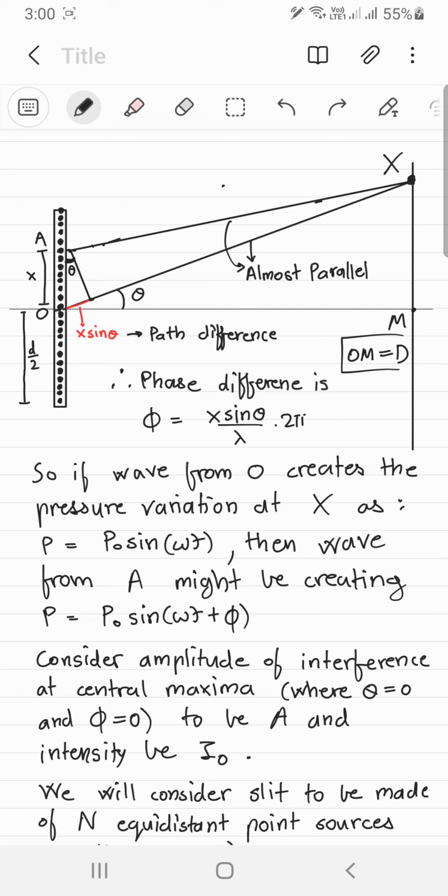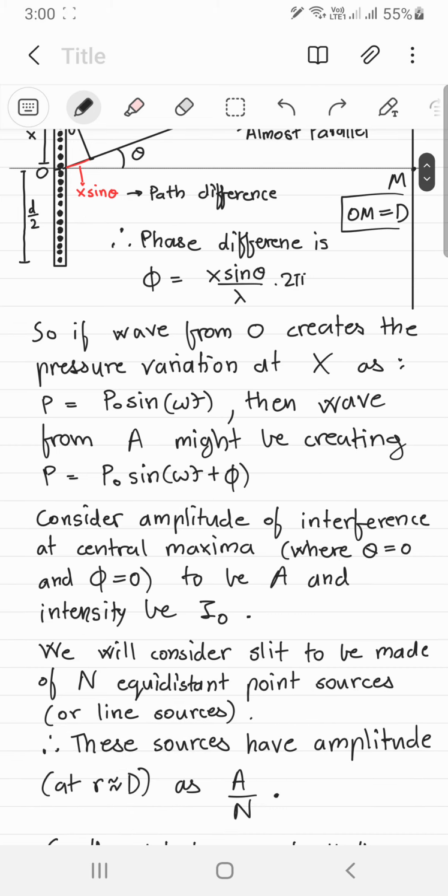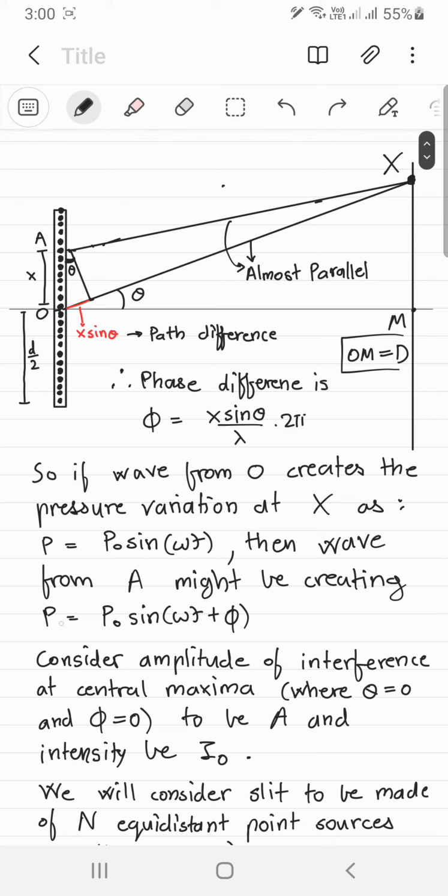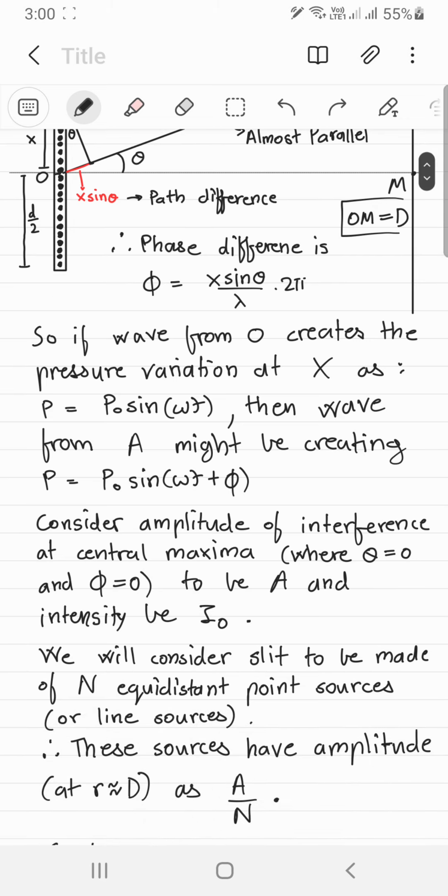Okay, so if wave from O creates the pressure variation at x as P equal to P naught sine omega t, then wave from A might be creating this thing. So it might be plus, it might be minus, we don't care about that, right? It all depends on what sign conventions you have. What is this? Is this thing positive, negative? You can change that as per your will. So really we just look for the magnitude of the amplitude.